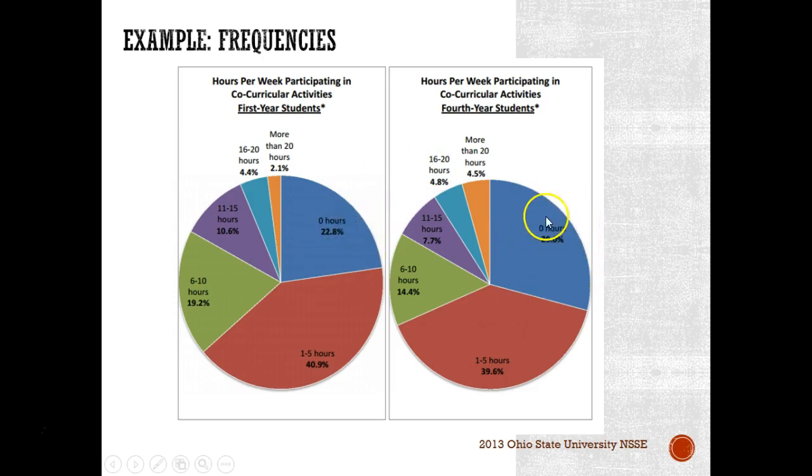And I guess that makes a little bit of sense that seniors may be more focused on their next steps beyond college and not spending a lot of time on co-curricular activities. It's a slightly higher percentage there. So interesting to see. And again, you can see it pretty quickly at a glance. That's a nice, simple frequency chart, being able to compare the first years with the fourth years on the fly.